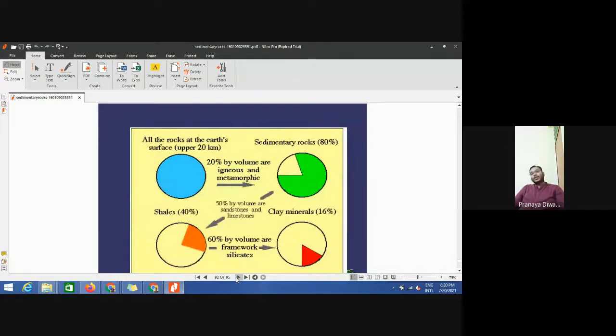All the rocks in the upper 20 kilometers of the earth's surface are sedimentary rock. The sedimentary rock process shows that rock gets disintegrated and transported to any basin, and then you form the sedimentary rock. So this type of thickness or this type of rock is known as the.